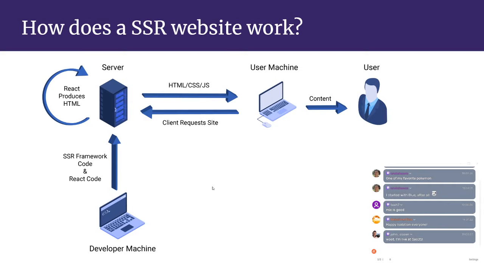Instead of rendering the React on the user machine, you render it on the server directly. So you'll build with SSR in mind. So usually you'll have an SSR framework, you'll have React code, you'll ship that to the server. The server, every time it gets a request, it will replicate and produce HTML from the React JSX. It will ship that HTML, CSS, and JavaScript to the user machine, and it's back to being just as fast as it was beforehand.